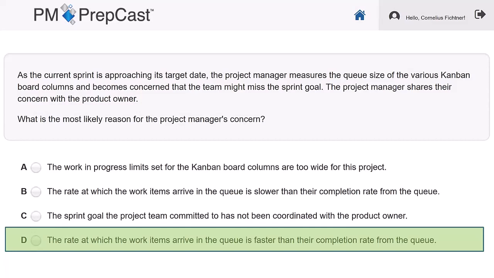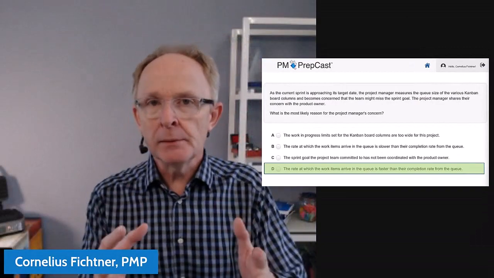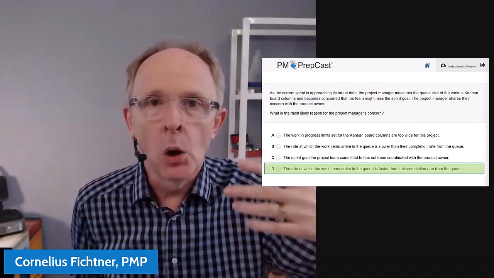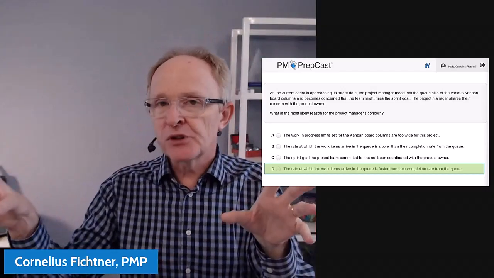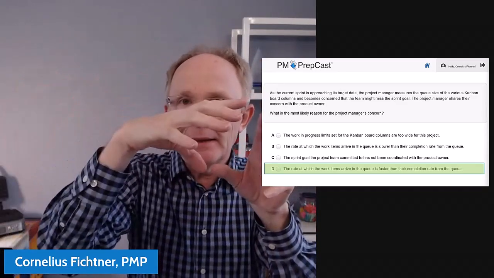Okay, so this question is all about Little's law, understanding the speed at which the team is able to work and complete items versus the speed at which new items are coming in. Think about it this way. If a team can work on 10 items a week, a day, whatever, but you have 20 items coming in again and again, it's going to be piling up, right?